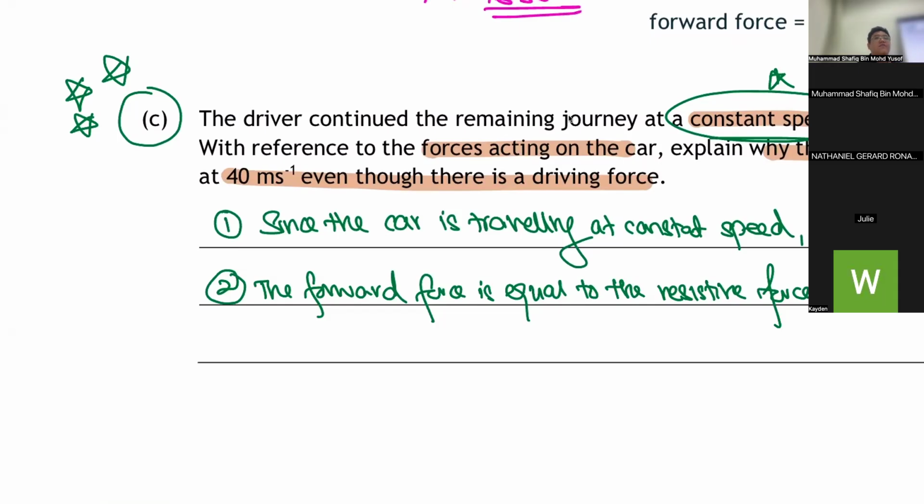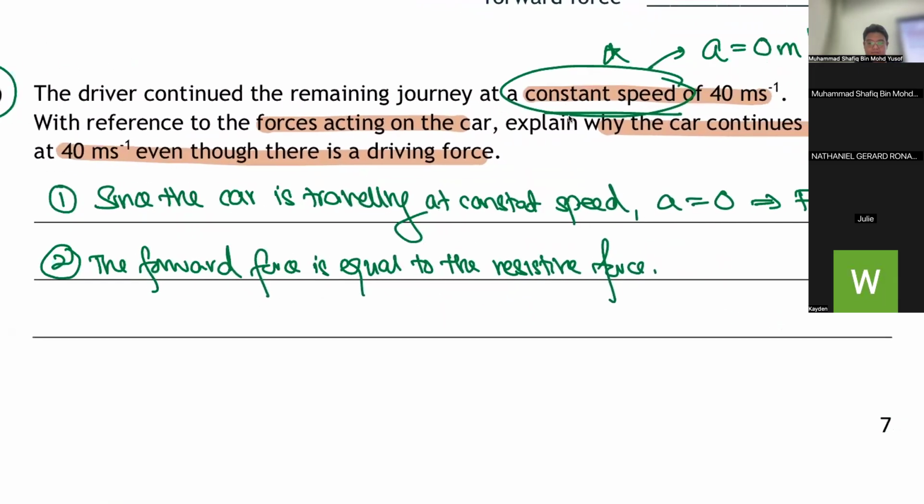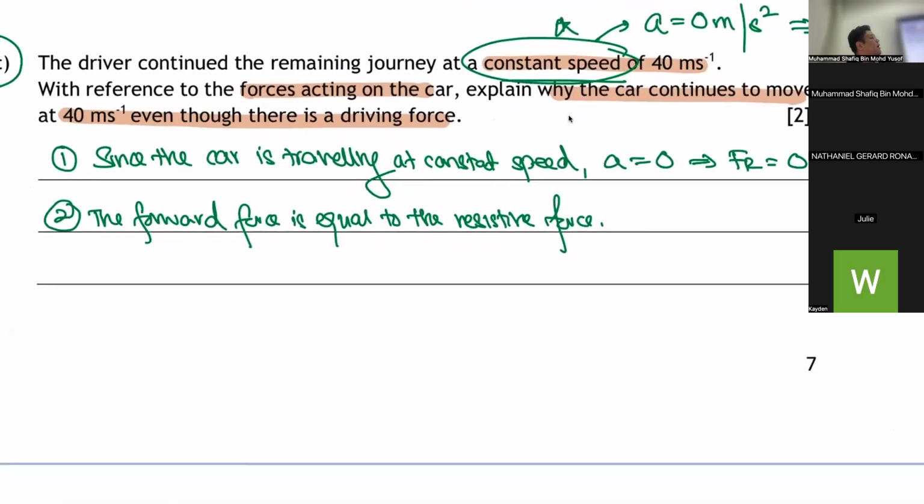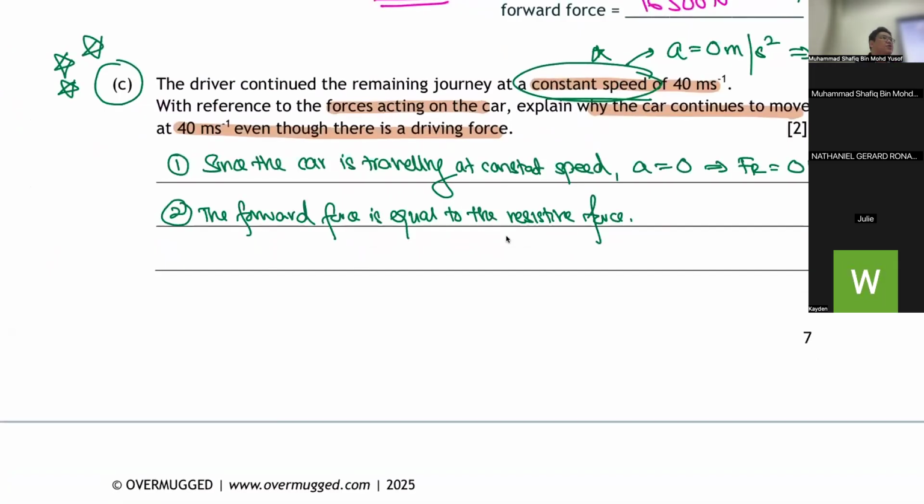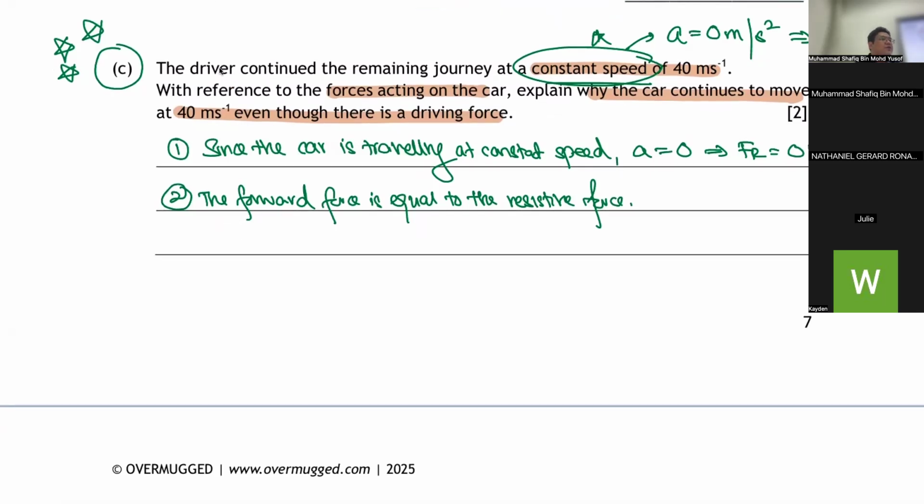Okay, any questions so far? No? Okay, so we are done with the dynamics. The dynamics are the more important topic, especially this question, so make sure you all take note, especially part C. How do you answer the question, like why is it constant speed, and why is the resultant force 0? Okay, so we are done with dynamics for the meantime.